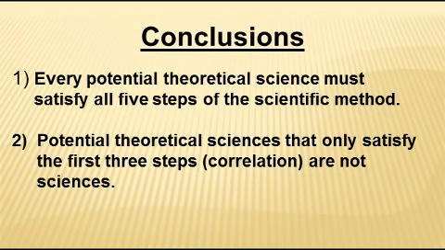In conclusion, for the scientific method, you have seen that every potential theoretical science must satisfy all 5 steps. That's the crucial thing, that in order to be really called a science, not just a scientific theory, one needs to complete all 5 of those steps. If you complete only the first 3, you are a correlation. You are not a science.